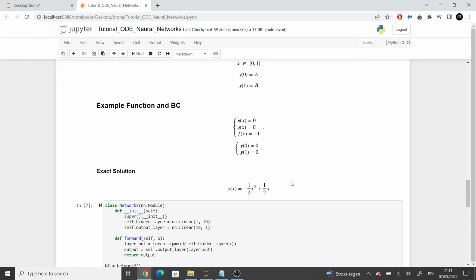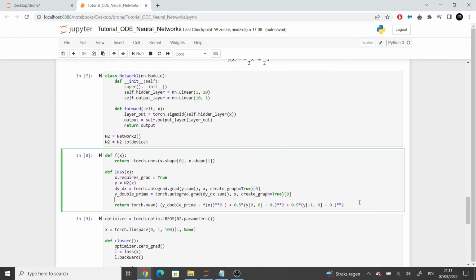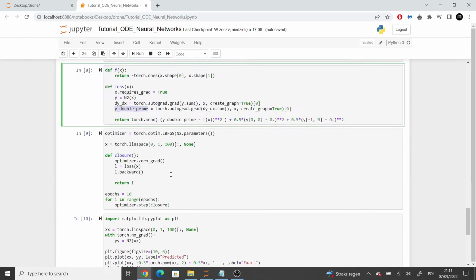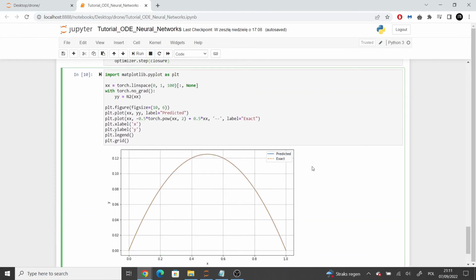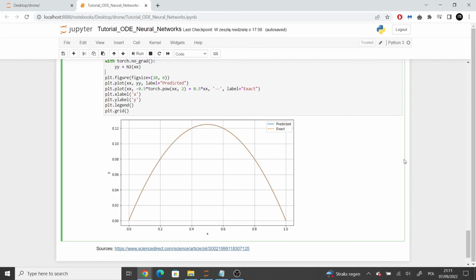The only difference between this case and the previous case is that there are two boundary conditions which must be included in the loss function as shown here. And of course, because we have two boundary conditions, we have to multiply it by 1/2. And of course, in the loss function, I also defined y double prime instead of y prime. And once again, it was possible to predict the solution using the neural networks.